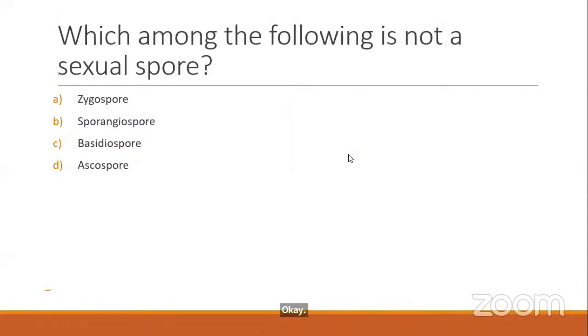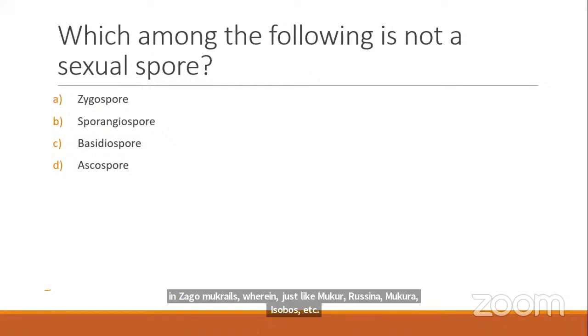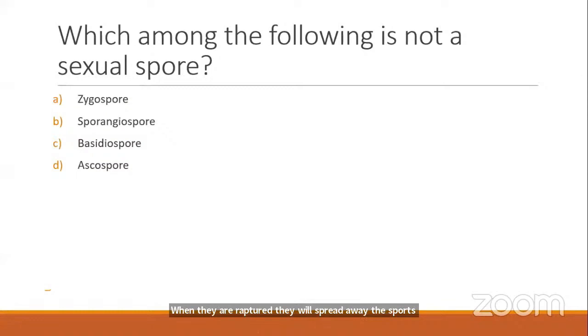So, which among the following is not a sexual spore? No, it's not ascospore. It is sporangiospore. Sporangiospore is an asexual spore. Sporangiospore, conidiospore, these all come under the asexual group of spores. So they simply spread. Sporangiospores are seen in Zygomycetes, like Mucor, Rhizopus, etc. When they rupture, they will spread the spores to distant places, wherein you can produce progeny. So it is an asexual type of spore. The answer for this question is sporangiospore.